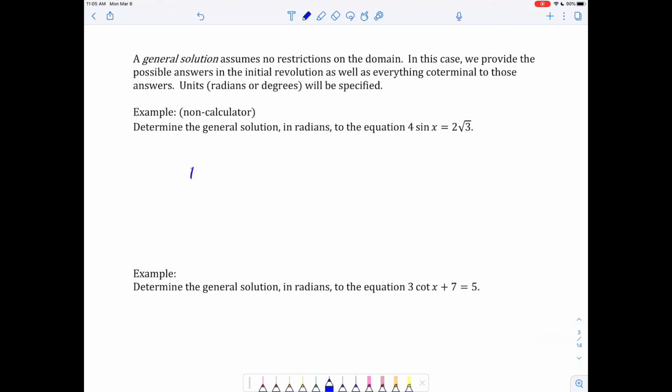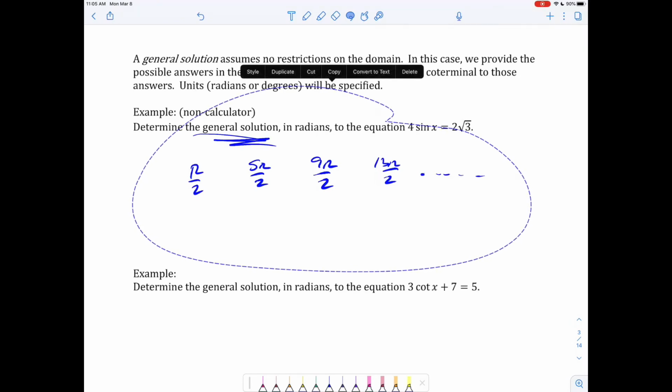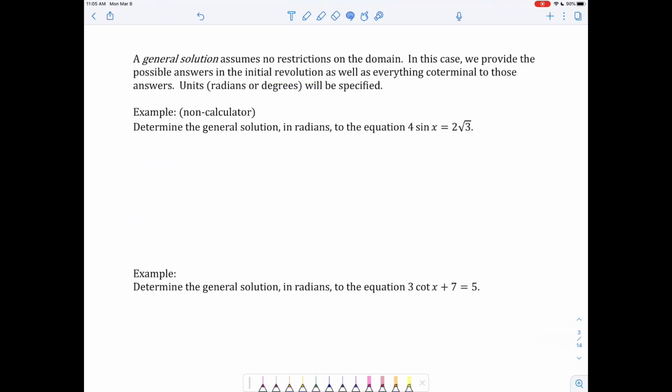If you have something like pi over 2, it's coterminal with 5 pi over 2, it's coterminal with 9 pi over 2, it's coterminal with 13 pi over 2, and so on and so forth. There's infinitely many. So for a general solution, we're looking for those infinitely many solutions to write down.